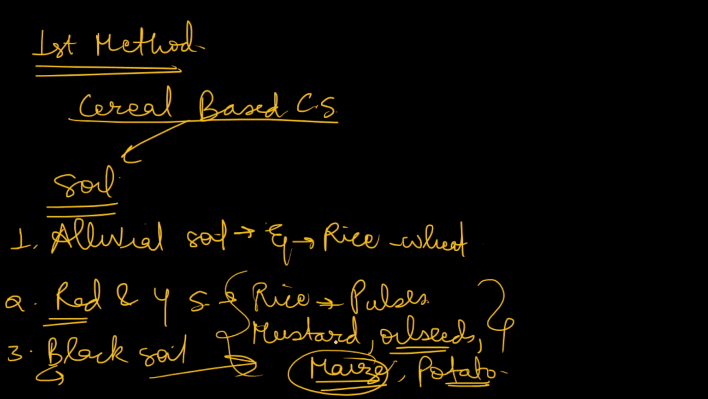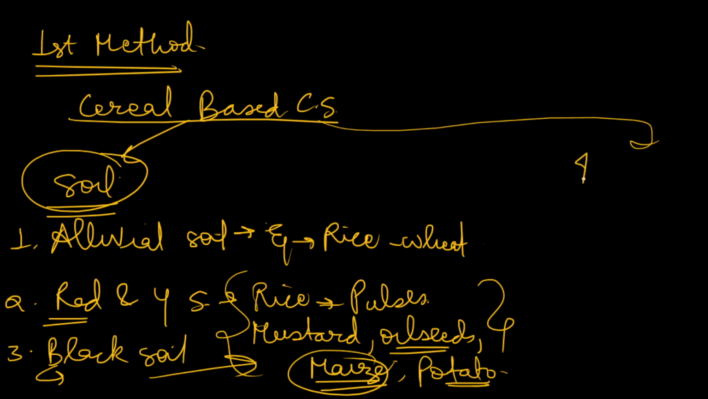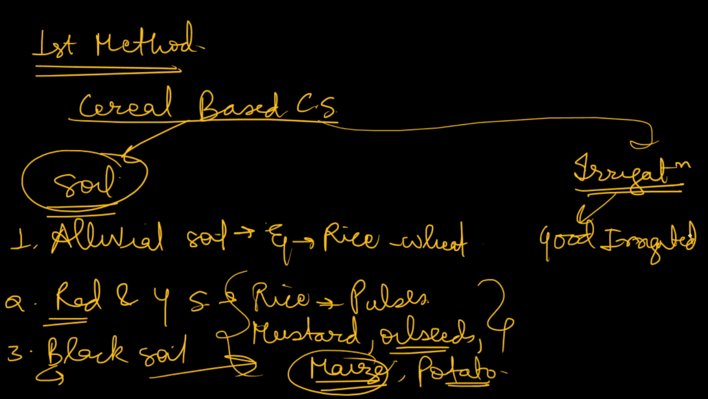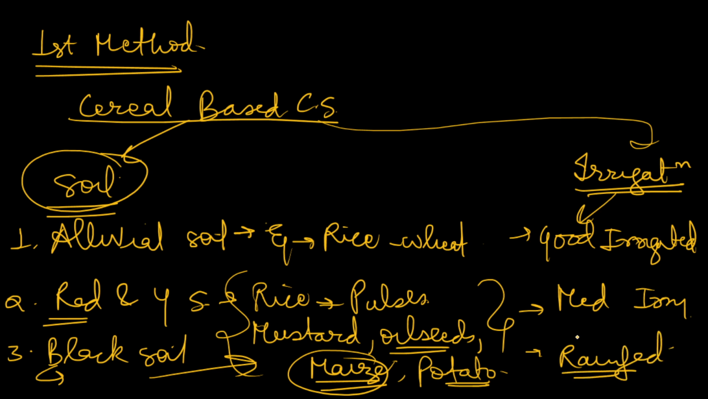So this is how in the first 3, 4, 5 points you will mention cereal based cropping systems on the basis of soil types. Secondly, now on the basis of irrigation. On the basis of irrigation there will be three types: good irrigated, medium irrigated, and third rainfall, that is not irrigated but dependent on rainfall. So you can divide like this in three types.